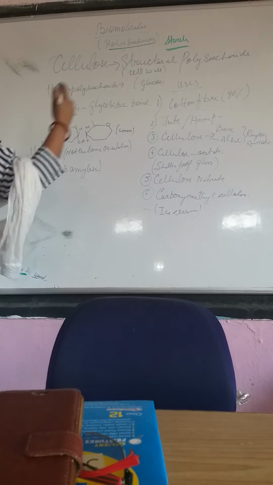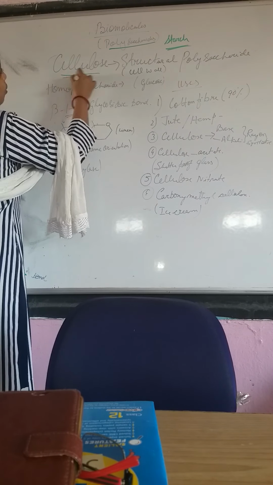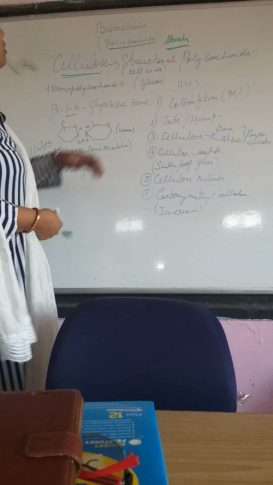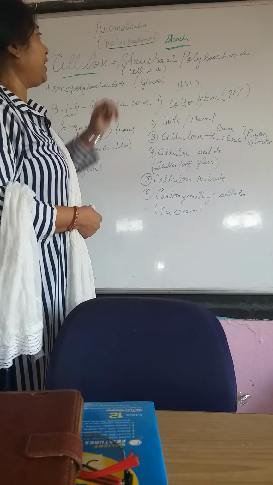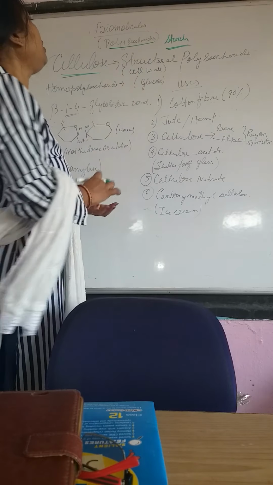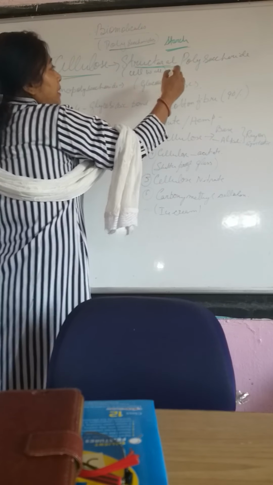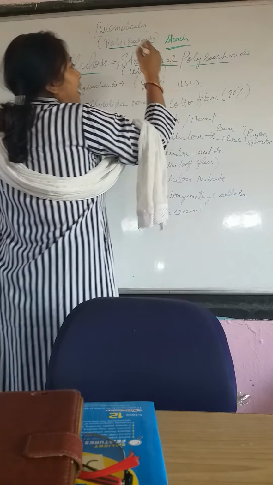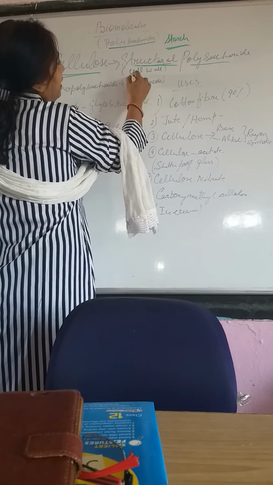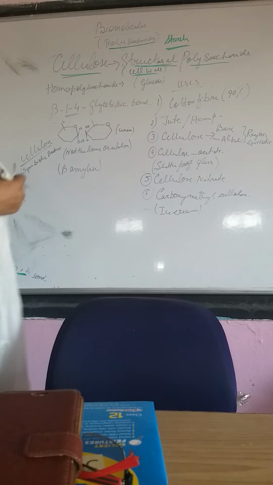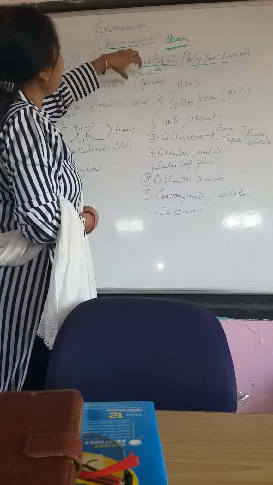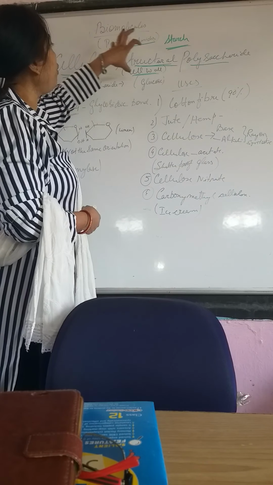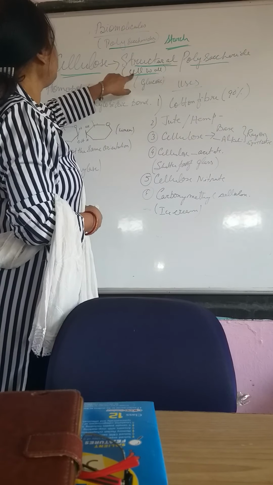Now the next part, today's topic is cellulose. Now what is cellulose? Cellulose is a structural polysaccharide. Structural polysaccharide means it is a polysaccharide that makes the structure. So we find it in the cell wall. The cell wall is made up of calcium pectin, and in this cell wall, cellulose forms the main constituent of the cell wall.